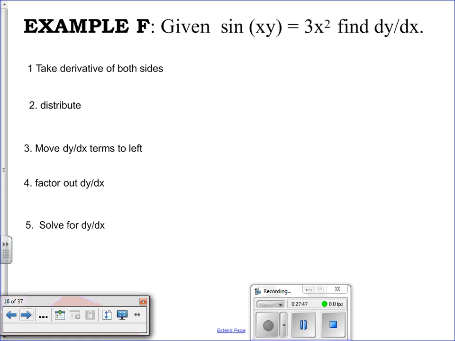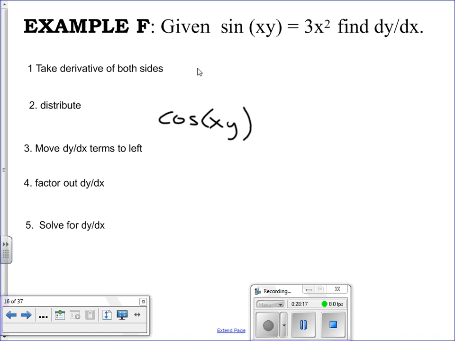It's awesome. Because with this one, whenever y is inside another function, you're going to have to distribute. And that's as hard as it gets. So we're going to have to take the derivative of both sides. Chain rule. All right, let's start taking the derivative of the left. What do we got? Cosine of xy.